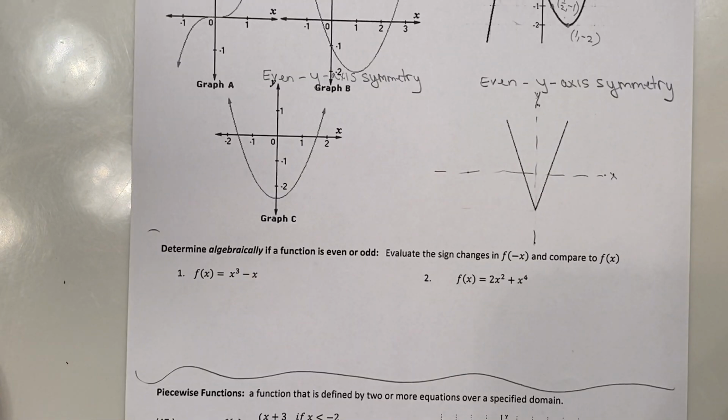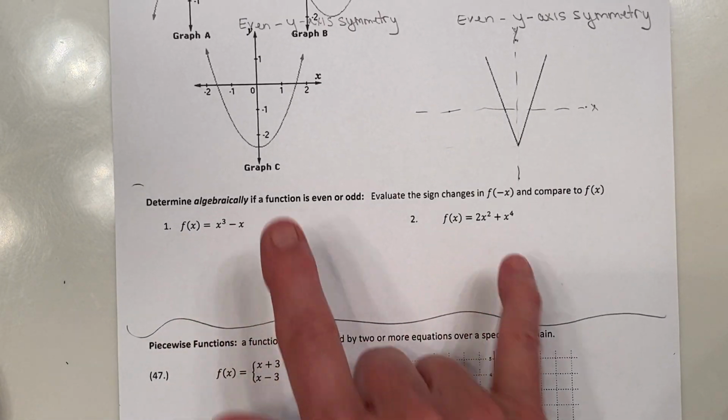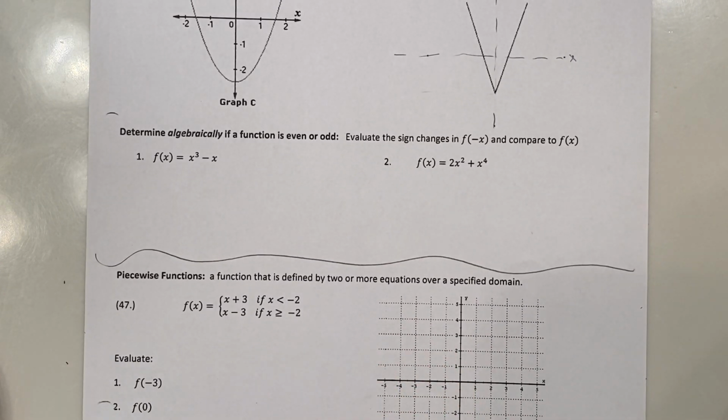So continuing to look at even and odd functions, now let's go back to this page. And we're going to look at example 1 and 2. All right, determine algebraically if a function is even or odd. We don't have a graph to look at. And I certainly don't want to create a table of values. That's tedious.